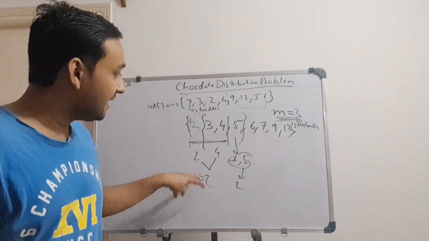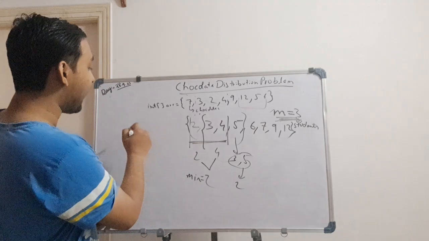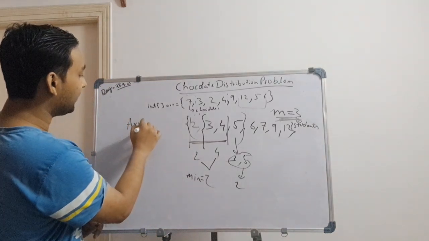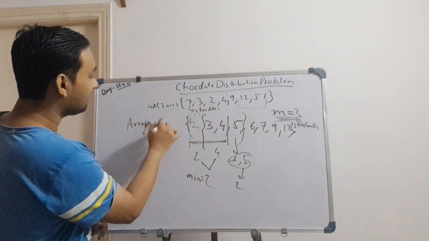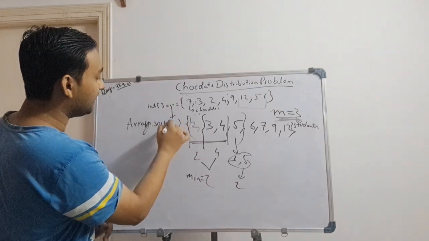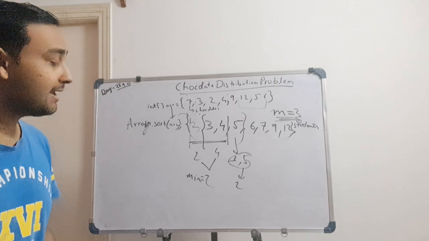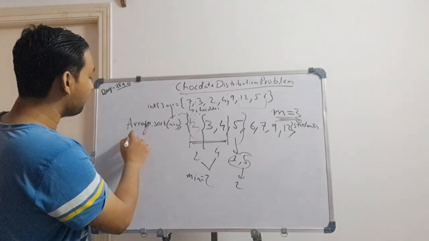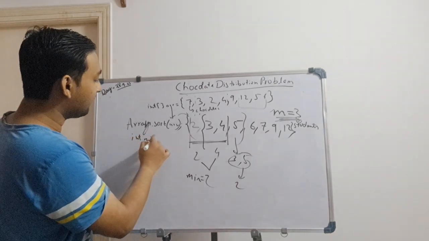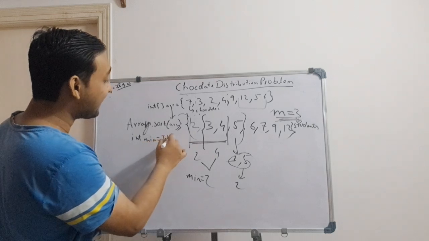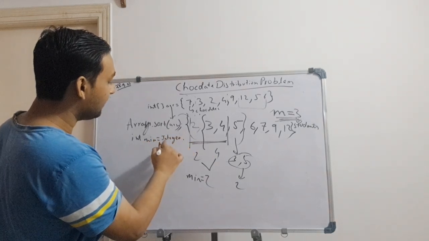First I will do sorting with the help of Arrays.sort. We can do Arrays.sort and pass this array over here, and with the help of this I will get the sorted array. Then we will take one min value and assign it Integer.MAX_VALUE.